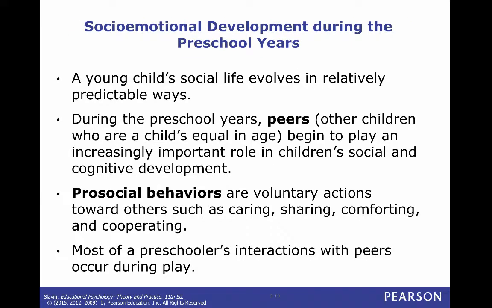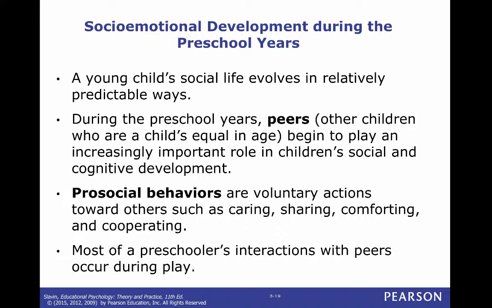Young kids' social life evolves in relatively predictable ways. When we look at kids in preschool years, their peers, other children who are their equal age, begin to play an increasing importance in their lives. If you talk to a little 3- or 4-year-old, they'll tell you who their friends are. They start to show pro-social behavior of volunteering, caring, sharing, comforting, and cooperating with other kids. Most of little kids' interactions are during play.